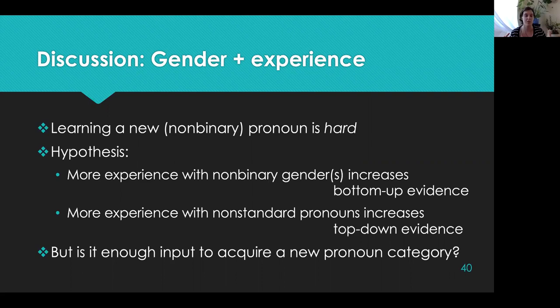But then the question is, if this is in one of our languages, so not learning a whole new language, but within, say, English, is this evidence enough to actually acquire a new pronoun category? What does it take to learn a new pronoun natively, or at least fluently enough, that it becomes a stable tripartite paradigm with he, she, and they?